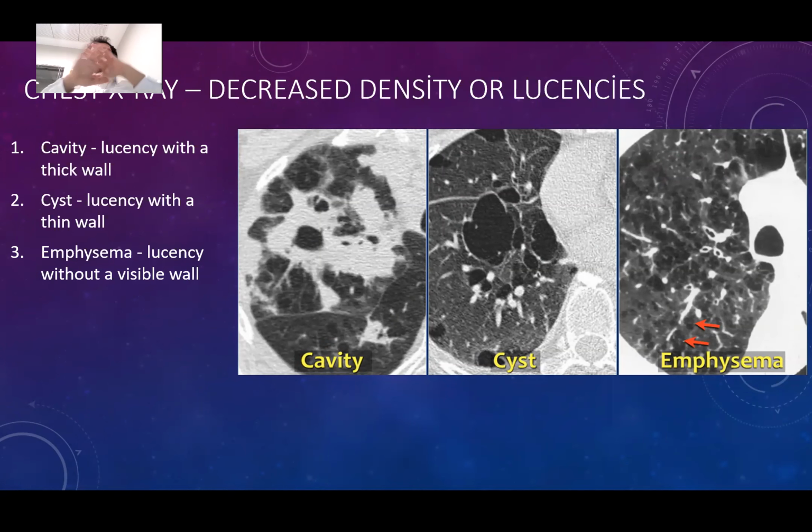So we have completed airspace opacities. Now we are coming to the lucencies, the dark areas. There are 3 types of lucencies that we should know. One is cavity, a lucency with a thick wall, and cyst, a lucency with a thin wall, and then a lucency without a wall, I mean absence of lung tissue, which is emphysema. So cavities, cysts, and emphysema are the 3 types of lucencies.